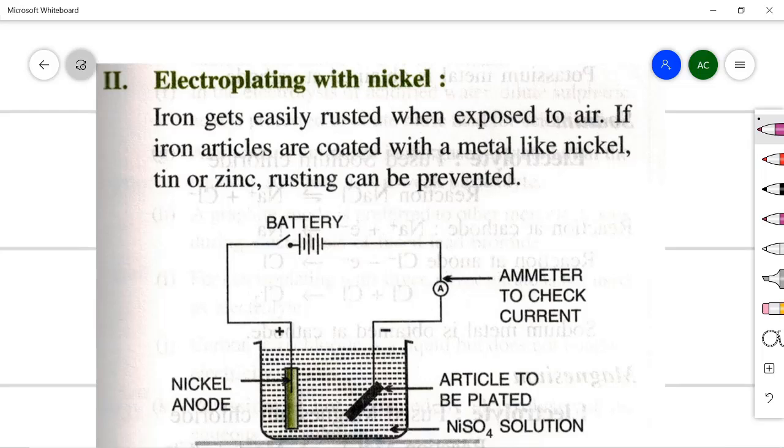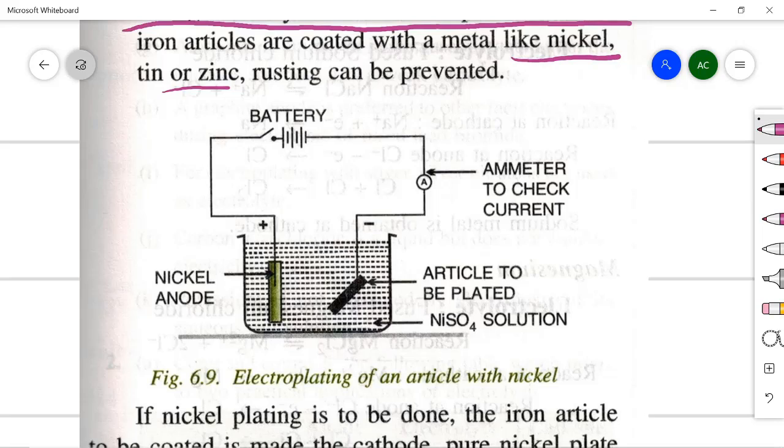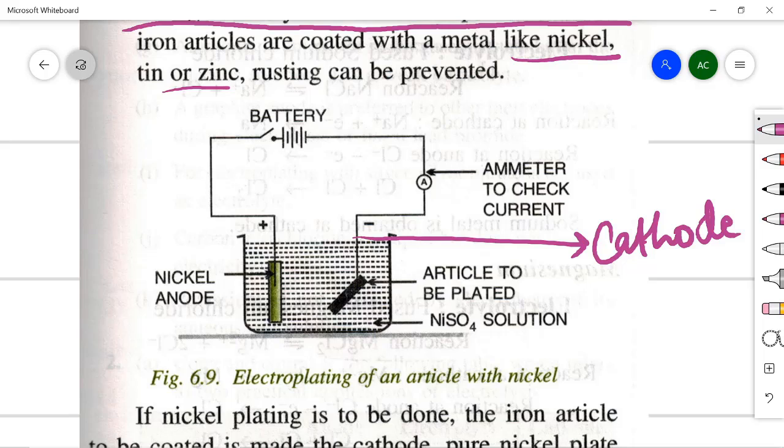So why is the iron spoon electroplated? Because it gets rusted, and it is coated with a metal such as nickel, tin or zinc to prevent rusting. The setup you have already seen. There was a battery, then there was a meter to check the current, then positive and negative terminals. So always remember that the spoon which is electroplated is always made the cathode. The metal which is used for electroplating is made the anode.